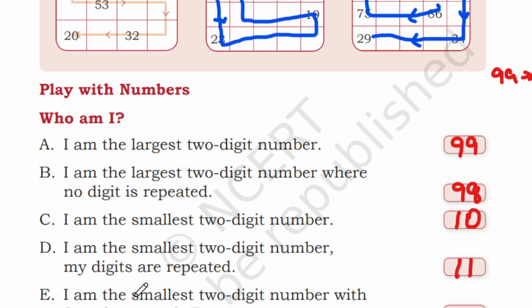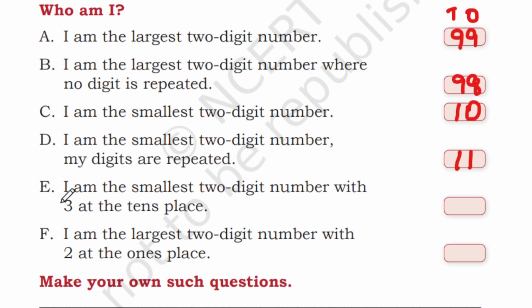The next one: I am the smallest two-digit number with 3 at the tens place. So 3 at the tens place. This is ones place and this is tens place, right? So now what they are telling, I am the smallest two-digit number with 3 at the tens place. So here 3. Now let's count: we have 1, 2, 3.